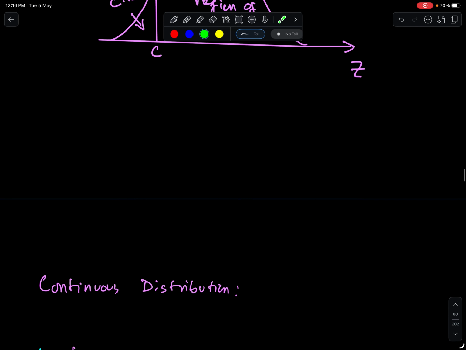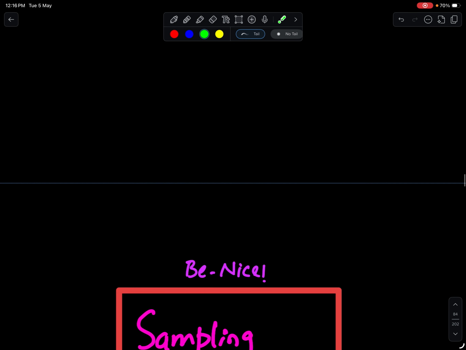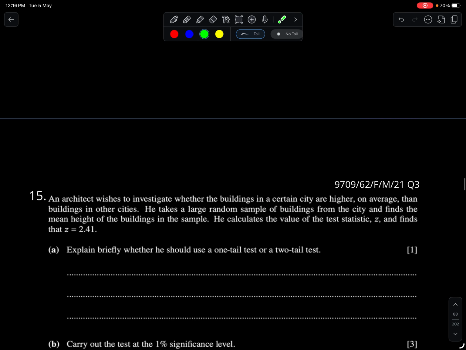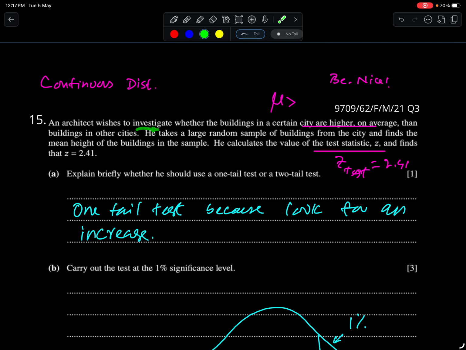Continuous distribution in hypothesis testing. An architect wishes to investigate whether the buildings in a certain city are higher on average. So one tail test, because we look for an increase in population mean. He takes a large random sample from the city and finds the mean height of buildings in the sample. He calculates the test statistic z test 2.41. Explain briefly whether he should use one tail or two tail. One tail, because we look for an increase in population mean.